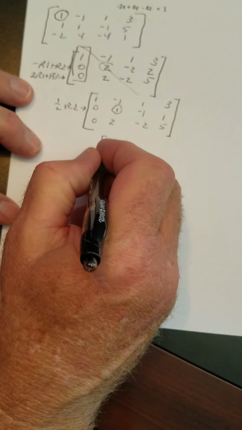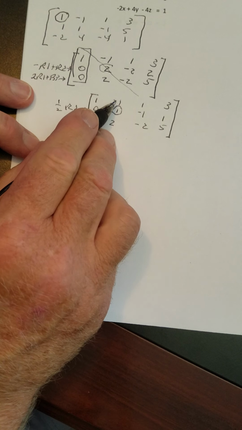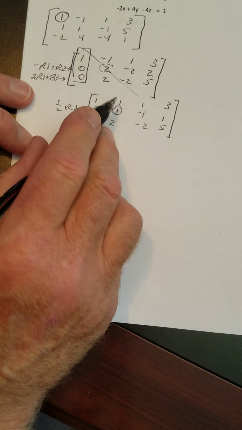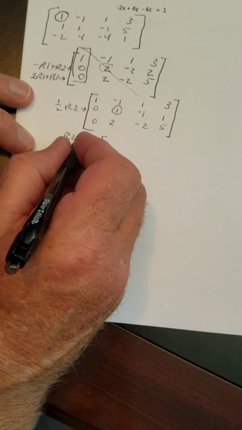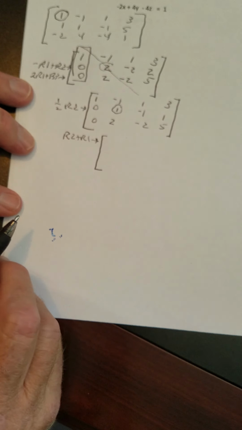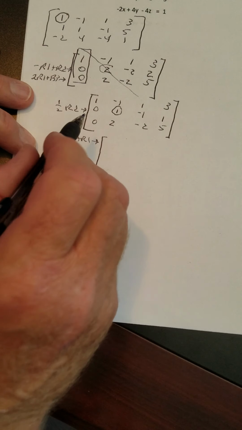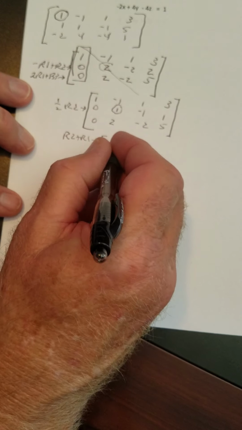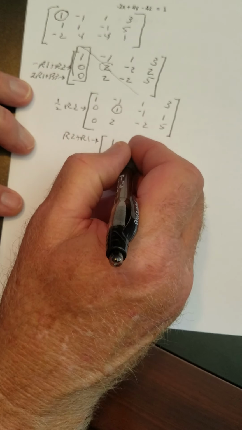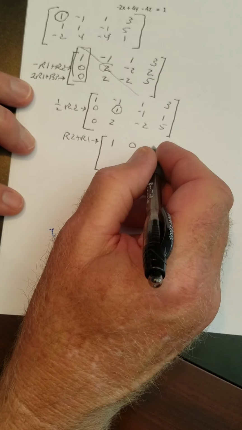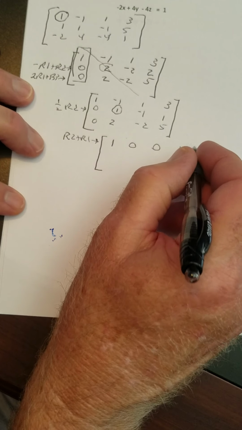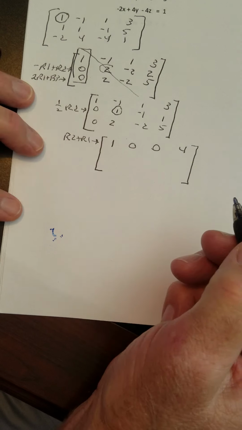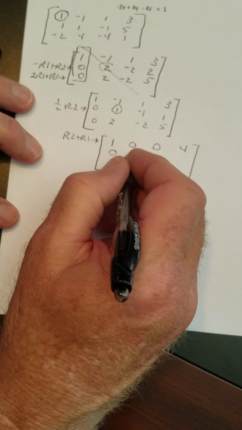Now I want to get zeros in the second column. To get a 0 here, I'm simply going to take row 2 plus row 1. Row 2 is the pivot row. I'm going to add it to row 1. I'm going to change the numbers in row 1. So 0 plus 1, still 1. 1 and negative 1, 0. Negative 1 and 1 is 0. And 1 plus 3 is 4. Second one stays the same.